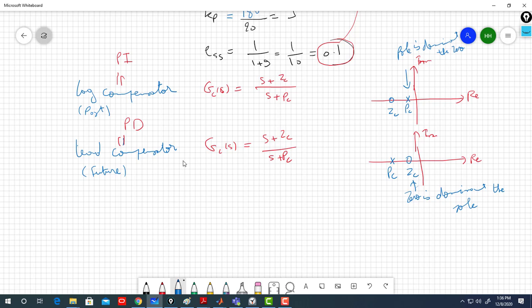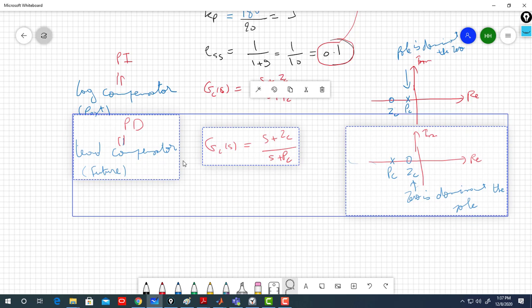So if PC is smaller than ZC, in absolute value I'm talking, or ZC is closer to the imaginary axis, this is lead, this is lag. And this is lead compensator, lag and lead compensator. But now we don't need the lag compensator, just to see the difference between them. For now we don't need the lag-lead compensator.